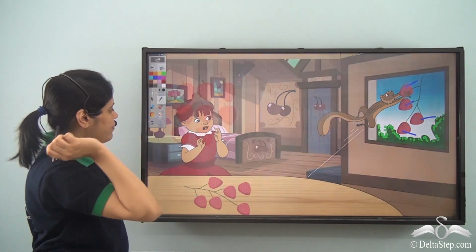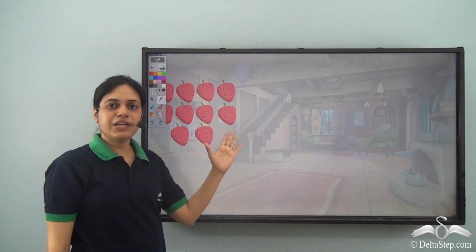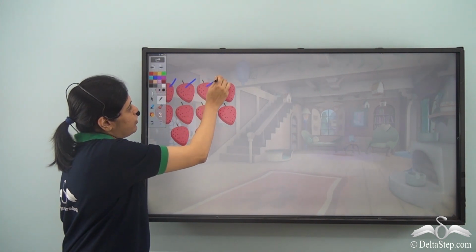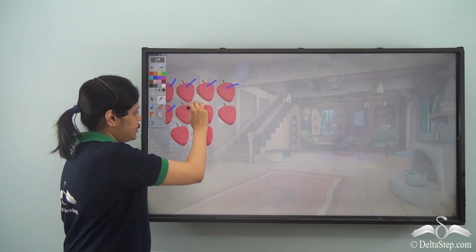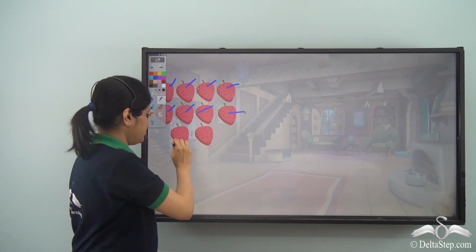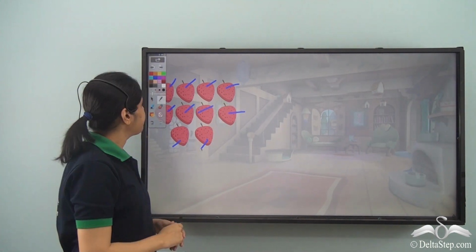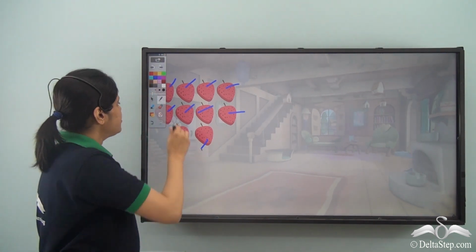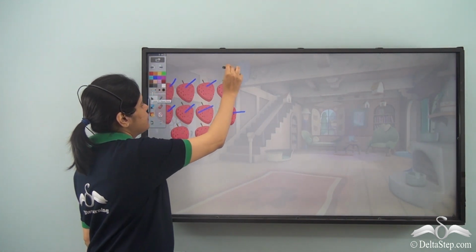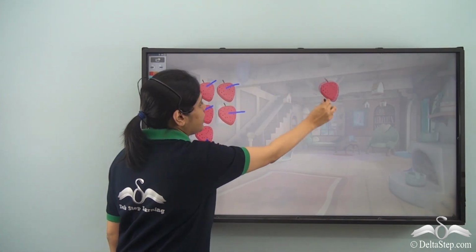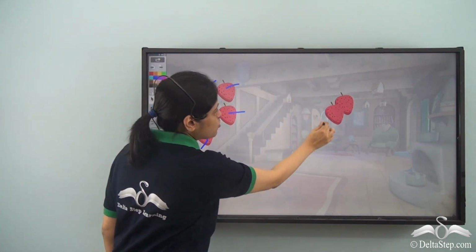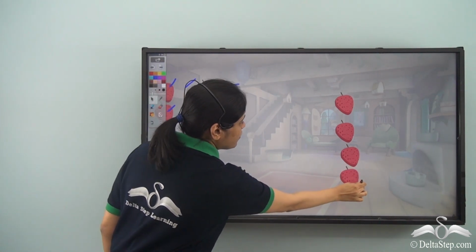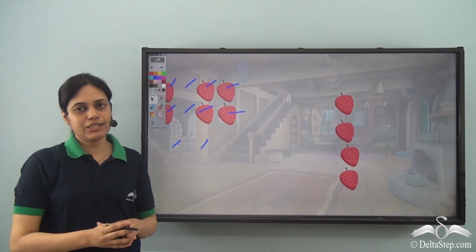So let's see what is happening. Initially, Mary had these lychees. How many? 1, 2, 3, 4, 5, 6, 7, 8, 9, 10. The squirrel took away 4 lychees. So let's remove the 4 lychees. 1, 2, 3, 4. So I have removed 4 lychees.